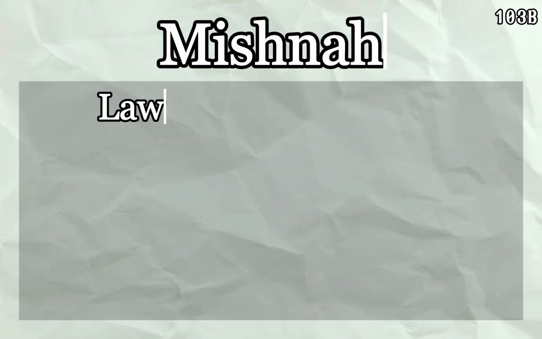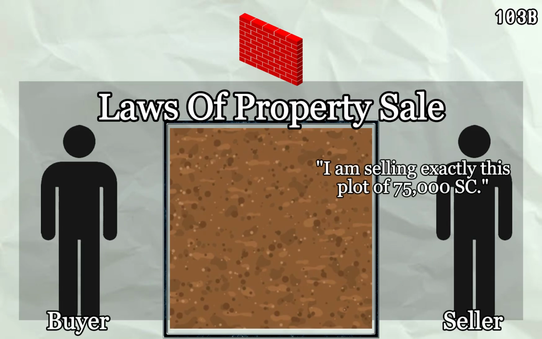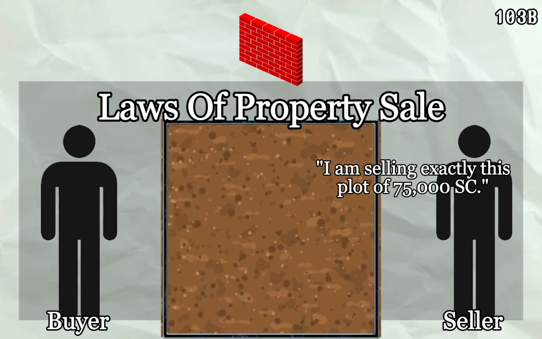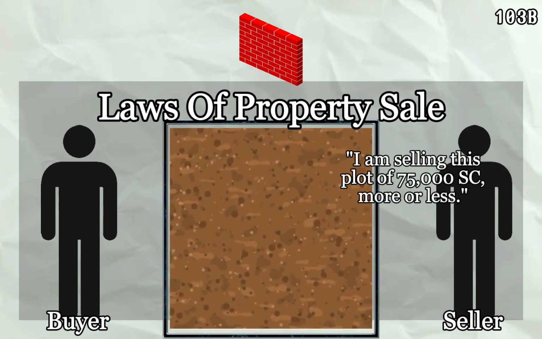New Mishnah. If somebody is being sold 75,000 square cubits of earth, and it's a tiny bit smaller than this, as measured by a rope, the price must be reduced proportionately. If the land was a tiny bit larger than specified, it must be returned. However, if the seller said he's selling 75,000 square cubits, more or less, approximately, then the sale stands even if it's a bit more or a bit less.